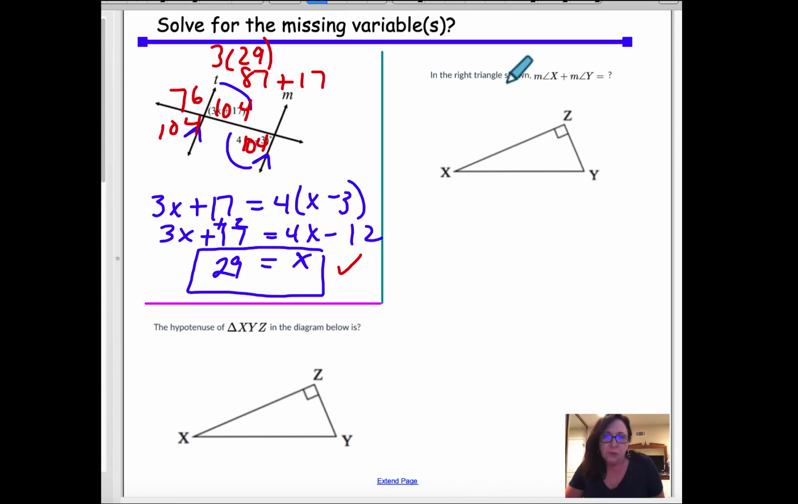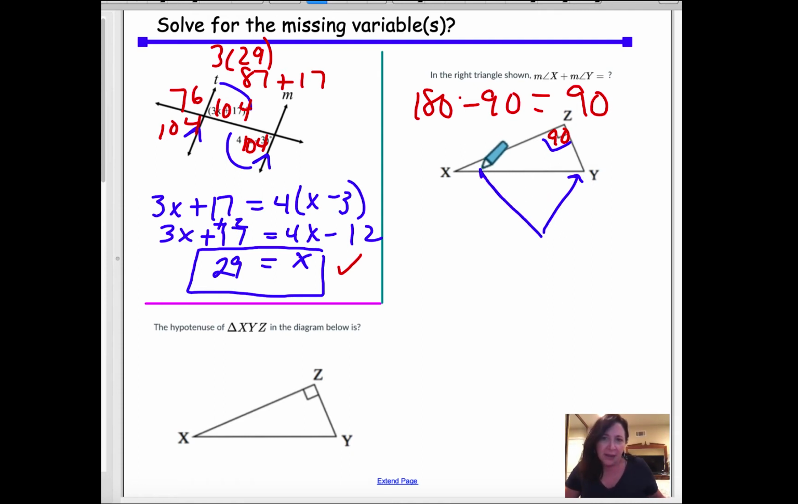In the right triangle shown below, what's the value of x plus y? Well, we know that the sum of the angles in any triangle is 180 degrees. If this one is 90 already, then I can subtract 90 and get 90. What you should remember is that once you take 90 out and it's a right triangle, this angle here and that angle there are complementary, which means they add up to be 90. So those two angles add up to 90 degrees.